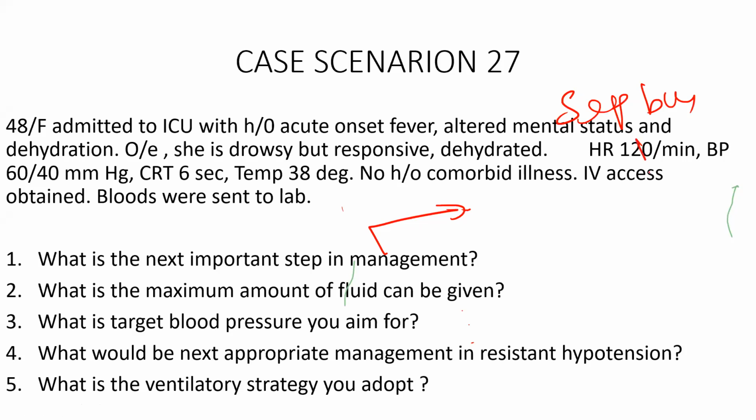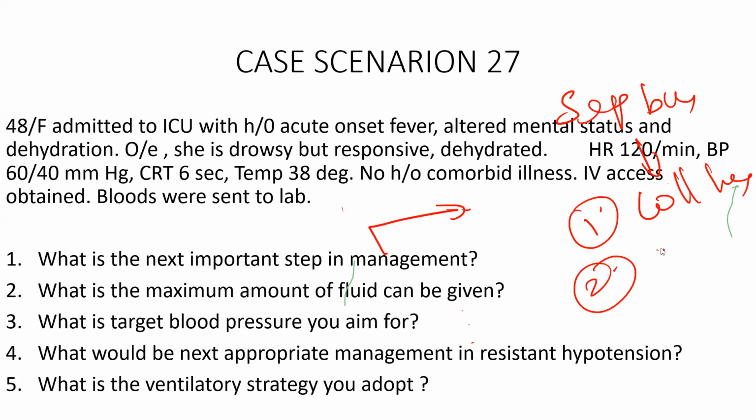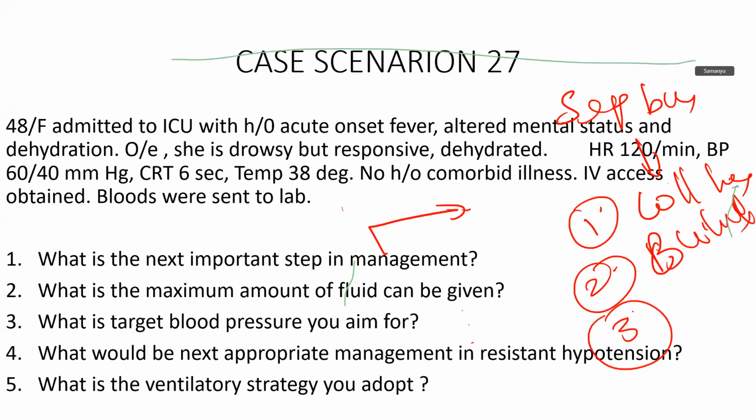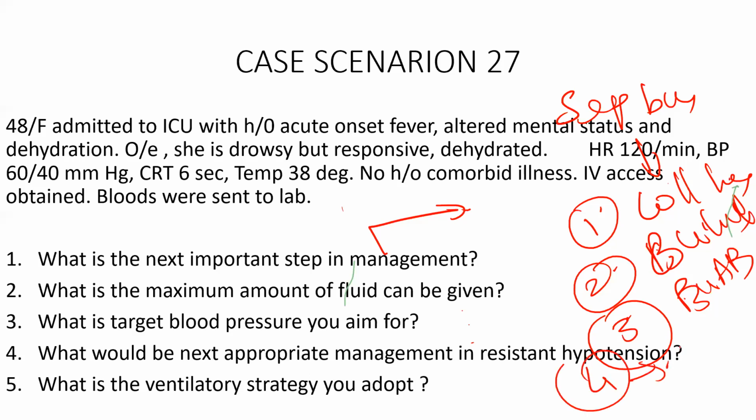Okay. What is sepsis bundle? What is step one? Collect blood sample for lactate. What is the second step? Send culture, blood culture. What is the third step? Broad spectrum antibiotics. What is the fourth step? Fluid resuscitation. What is the fifth step? Vasopressor.